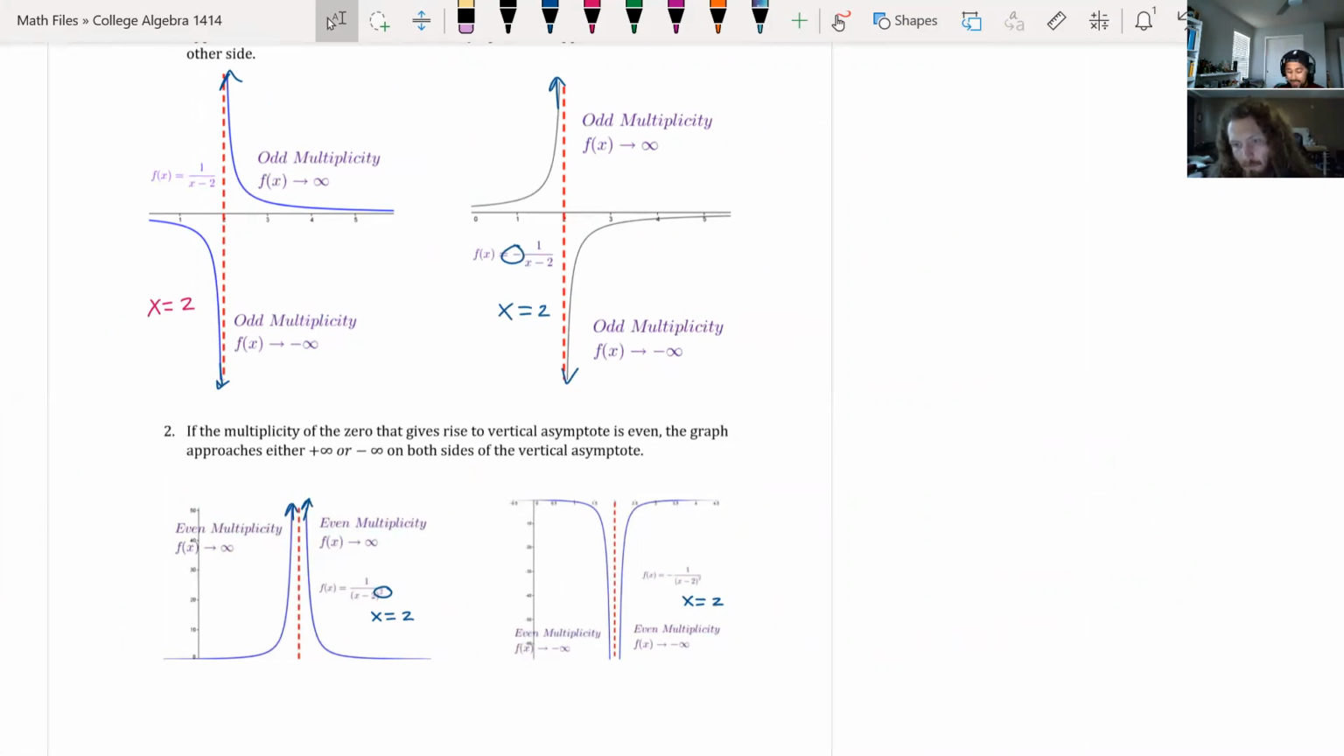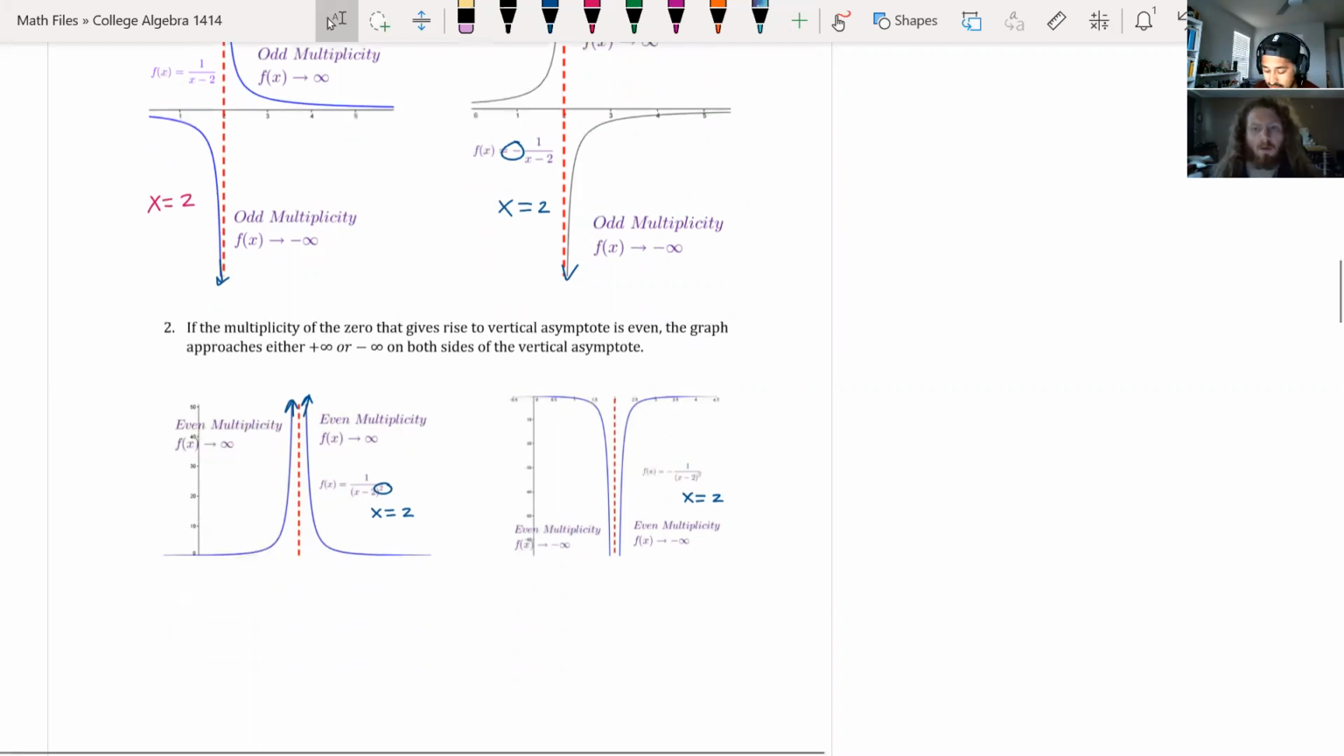More asymptote definition. Everybody good? Surviving? All right.